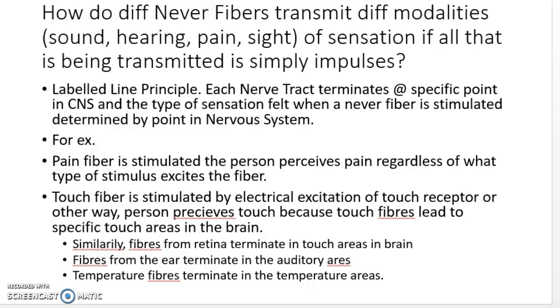So if I were to repeat what the labeled line principle is, it depends on where the nerve fibers terminate in the brain. Each nerve tract terminates at a specific point in the central nervous system, and the type of sensation felt when the nerve fiber is stimulated is determined by the point in the nervous system to which the fiber leads.